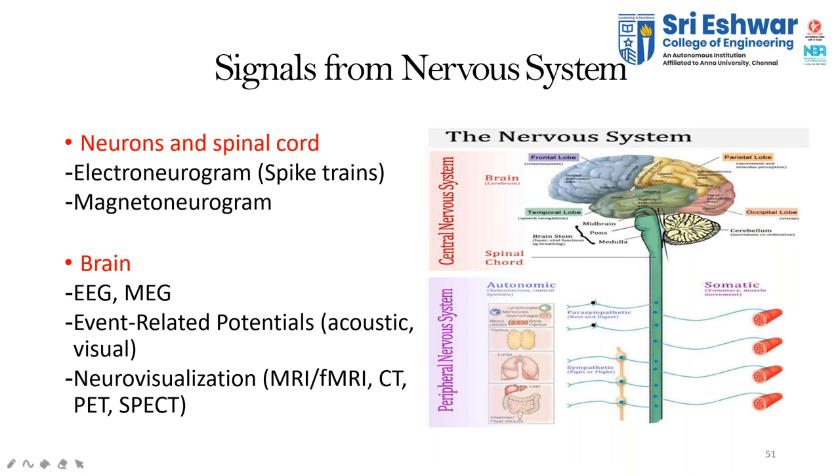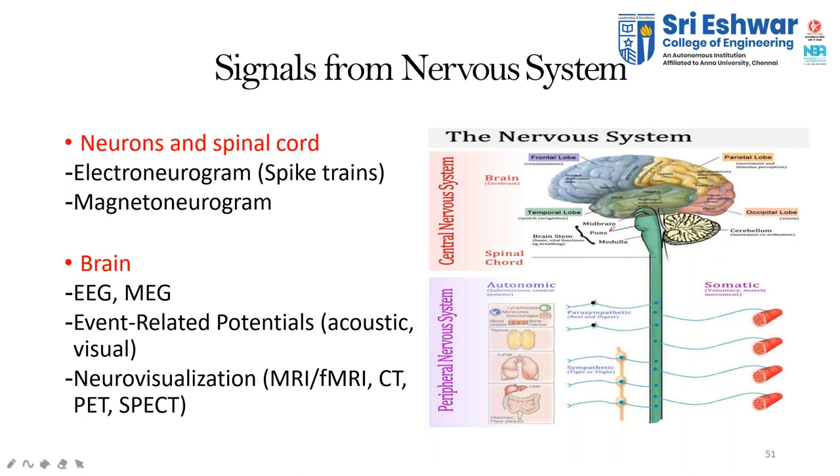Bottom of your frontal, we have the temporal lobe. And this is your medulla, cerebellum. Here we have the medulla, and this is your backbone. If I have taken signals from the backbone, then that is called the peripheral nervous system. If I'm taking signals directly from the brain, then that is said to be the central nervous system.